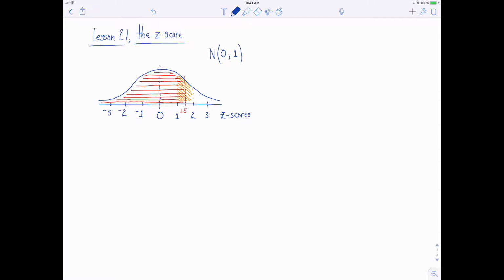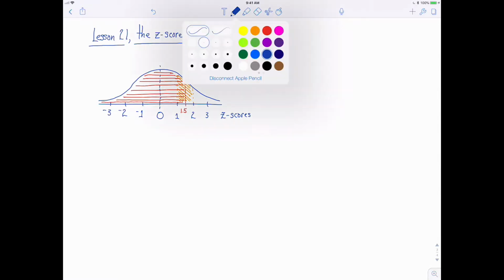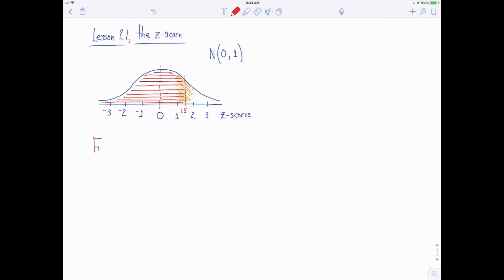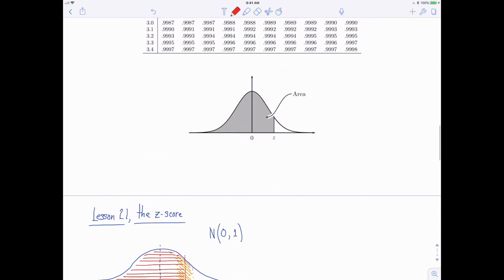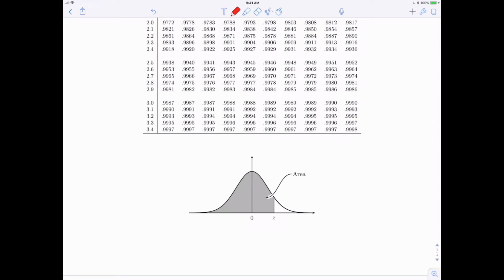And what we do is this. We want to find the red area. And here's how we do that. What we do is we use a table of z-scores, and I have one right above. So remember 1.5, and we're going to look that up. So as we go up, notice this nice picture right above. And what this picture is telling us is that this gray region here is the number that's being provided for us in the tables.